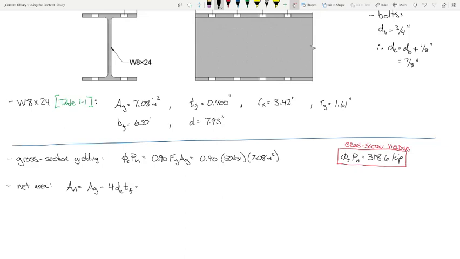Pretty simple because we've done problems like this before. So we got our gross area minus 4 times 7/8 of an inch. We figured that out already. 0.4 inches. And so our net area is what? I am not very coordinated. 5.68. Do I have a second on that? Yep. Okay. Good deal.